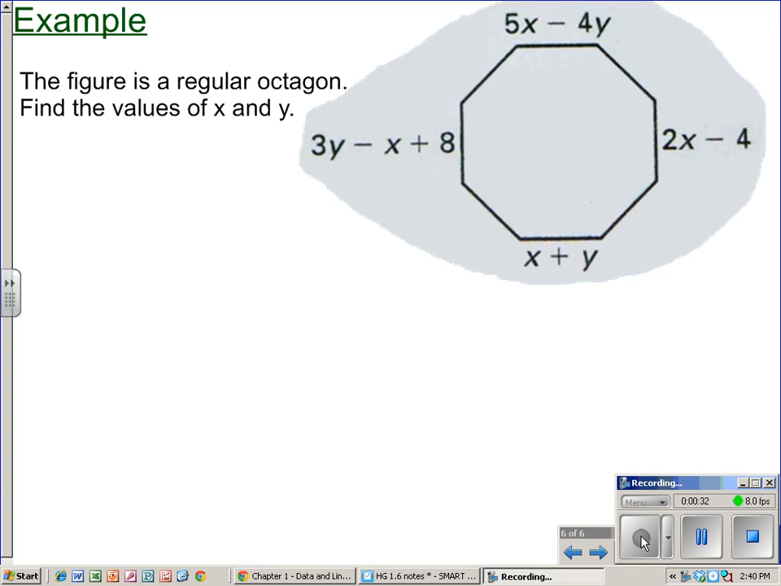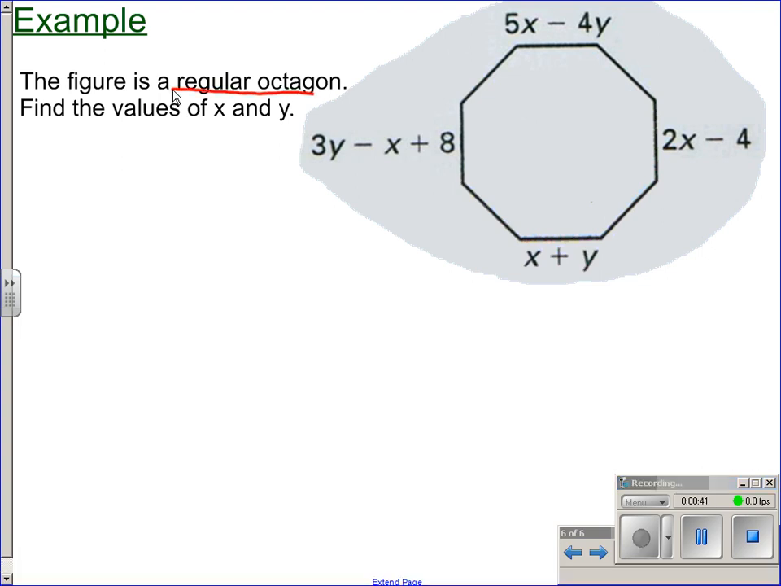All right, I hope it went well. Let's see what happens. The figure is a regular octagon. Find the values of x and y. Looking at the given information, it's an octagon. There's 8 sides, but it is regular. That means all the sides are exactly the same. It does mean all the angles are exactly the same, but we're given some information about the sides, so we don't really care about the angles right now. All the sides are equal to each other.